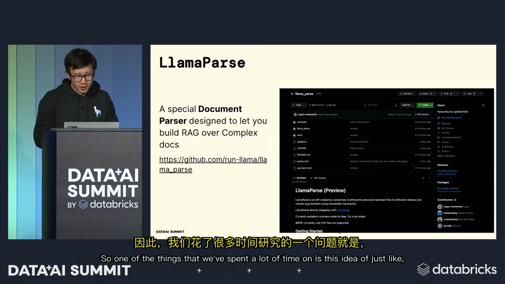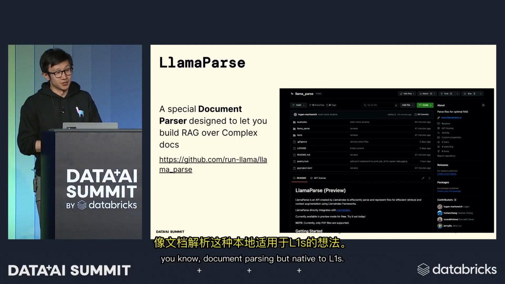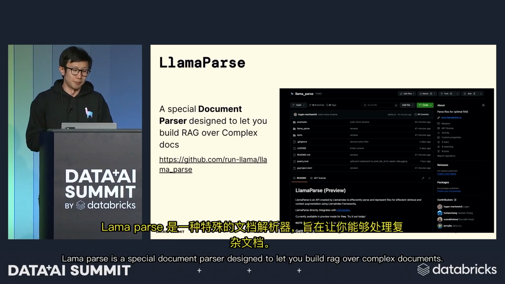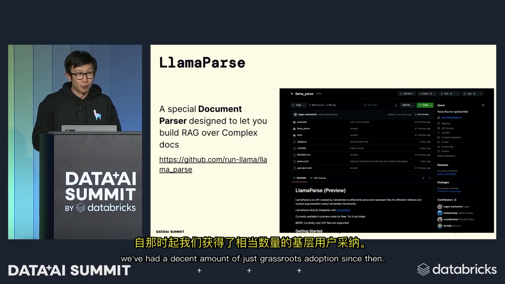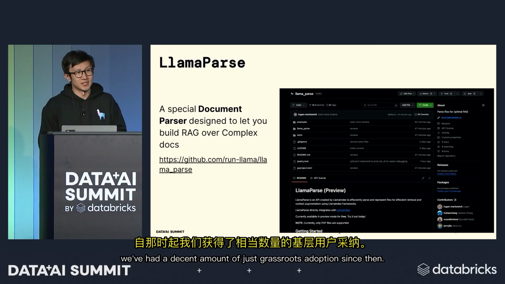So one of the things that we've spent a lot of time on is this idea of document parsing, but native to LLMs. And so that's where we came up with LlamaParse. LlamaParse is a special document parser designed to let you build RAG over complex documents. We came out with this a few months ago. We've had a decent amount of just grassroots adoption since then.